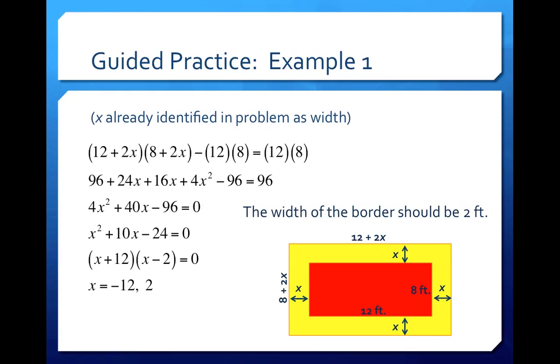So when I set up my equation, I notice that the 96s on the left side cancel, but then I also have the 96 on the right side that I need to bring over. 4x squared plus 40x minus 96, all of those terms can be divided by 4. So that makes my life much easier, where I only have to solve x squared plus 10x minus 24, which factors into x plus 12 and x minus 2. So the solutions I get from the equation are negative 12 and 2. But again, the only reasonable solution is the positive 2, because a negative x for width does not make any sense.